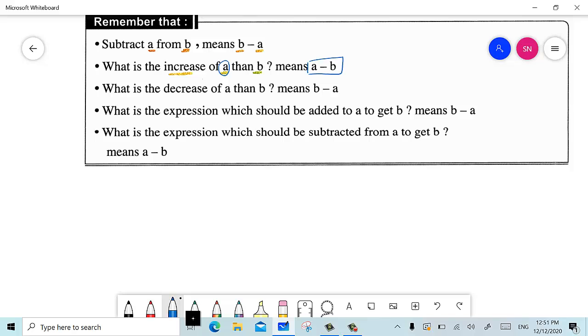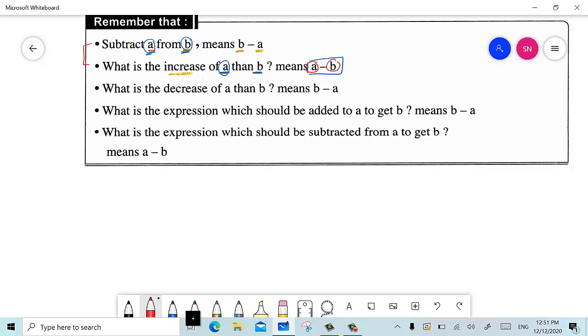So again, when I'm told to subtract an expression from another one, this means that I am doing the second expression minus the first one. And when I'm asked about what is the increase of an expression from a second one, this means that I am doing the first expression minus the second one. And those 2 points we are going to cover in today's video. Let's go now and solve examples on those 2 points.